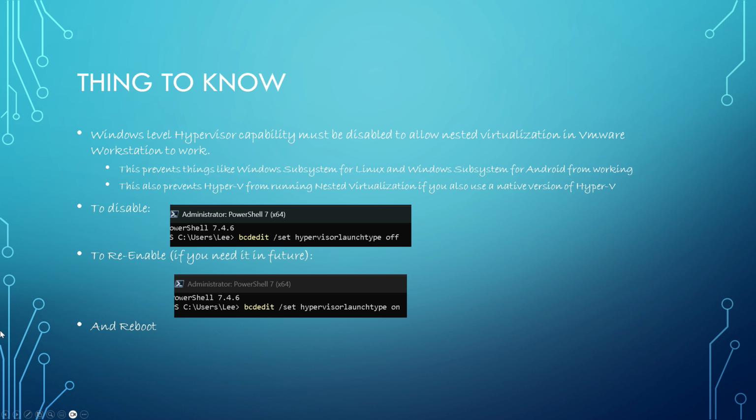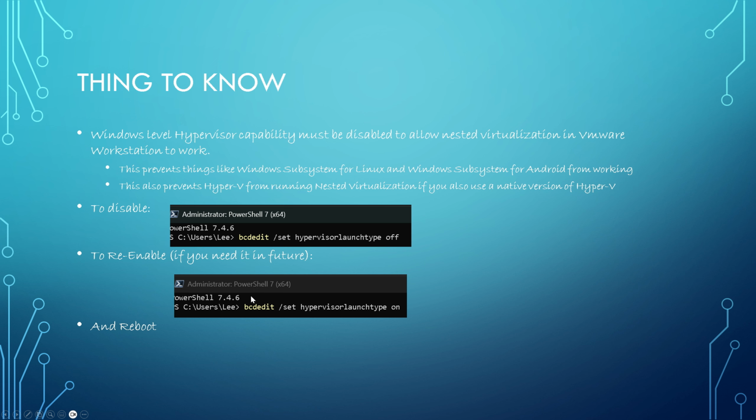Disabling it is done through BCDEdit. It's, in my view, a pretty straightforward command. bcdedit /set hypervisorlaunchtype off. And if you want to turn it back on, just change off to on. So bcdedit /set hypervisorlaunchtype on. Each change requires a reboot to take effect.